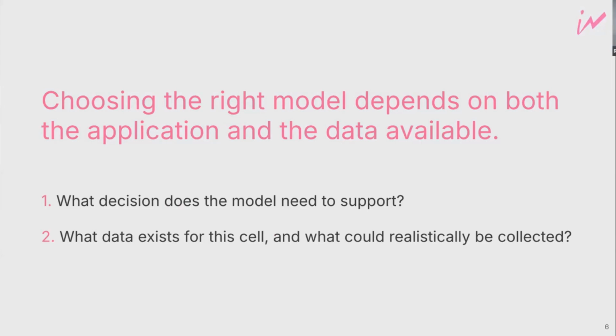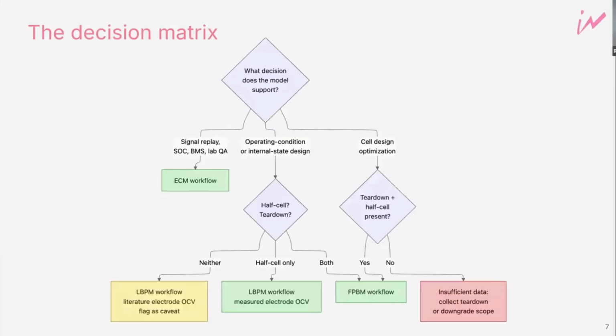So, what decisions am I wanting to support? What am I trying to answer? And what data do I have for this cell? And what can I realistically collect? And so the decision matrix for choosing this model might look a little bit more complicated, something like this.